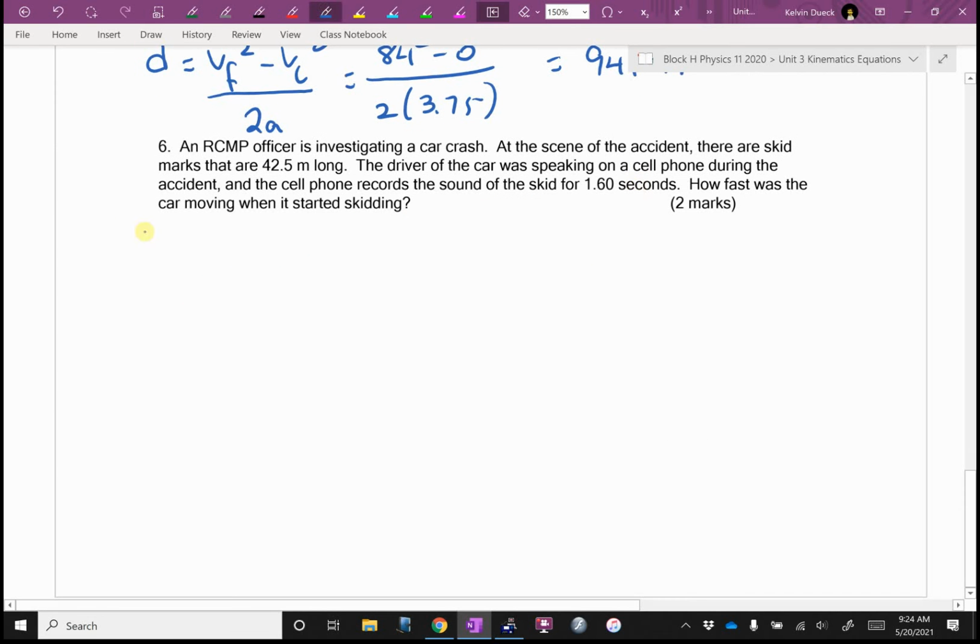I think this is asking me to find VI. Looks like there's a distance of 42.5 meters. Looks like there's a time of 1.6 seconds. Uh-oh, that's only 2 things. I need 3 things. What did we agree about car accidents? What's V final of every car accident always ever? 0. Okay. They never keep going. I've never seen a car accident that doesn't result in a stop.